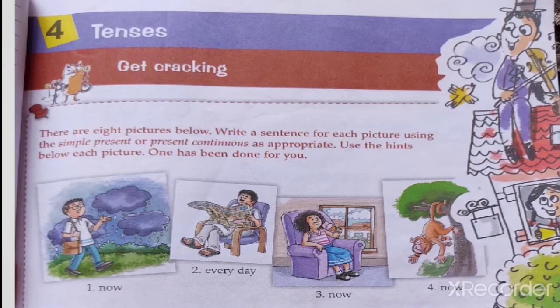So students, here you can identify the difference between present continuous tense and simple present. Simple present means the action which happens every day. And present continuous means the action which happens in this particular time, which is happening now only in the present moment. Now let's move to the other 4 pictures.